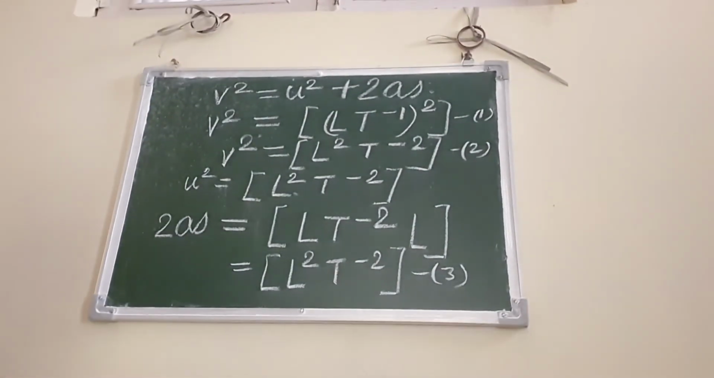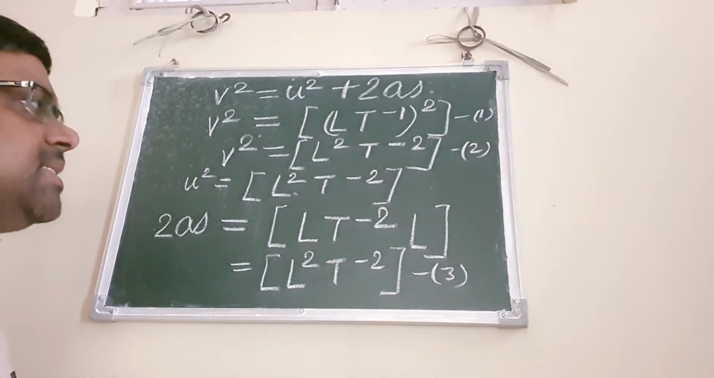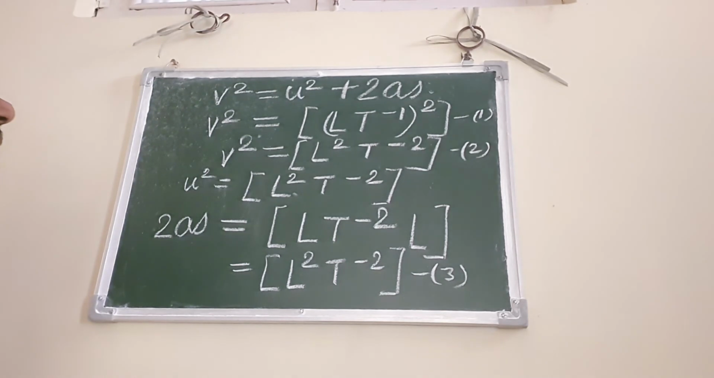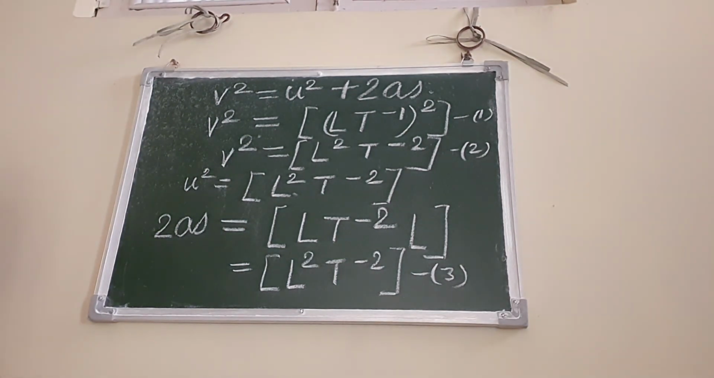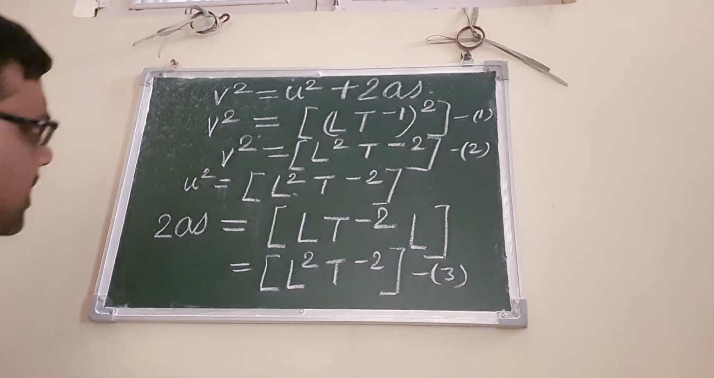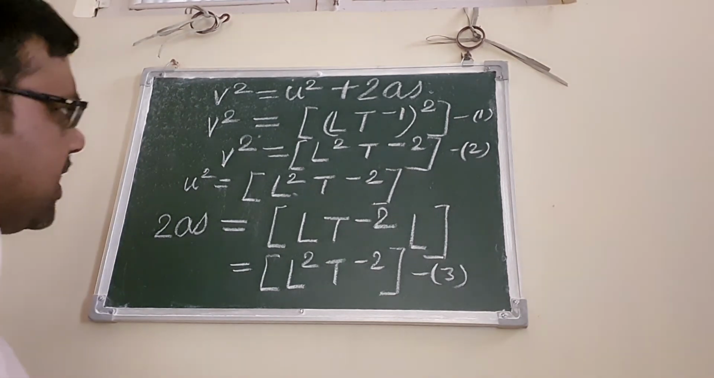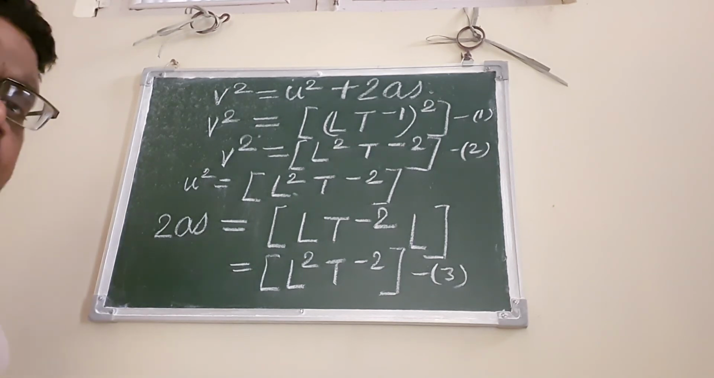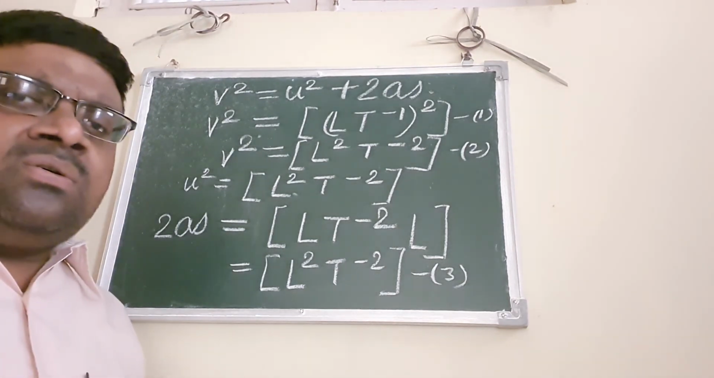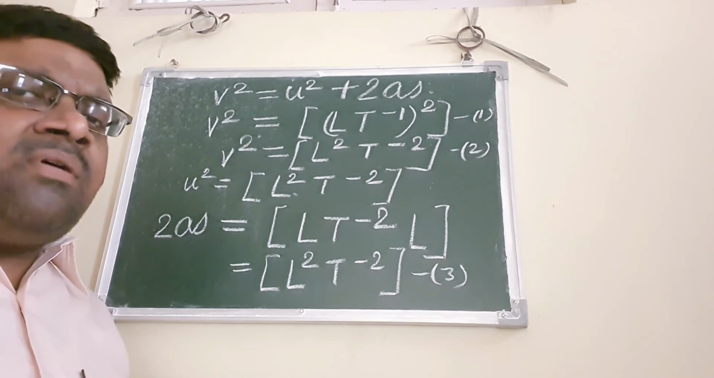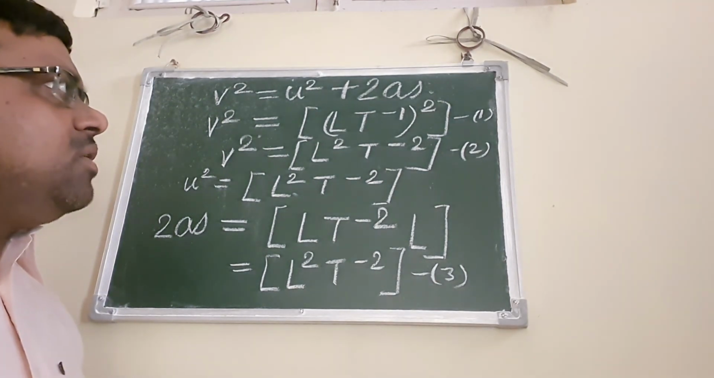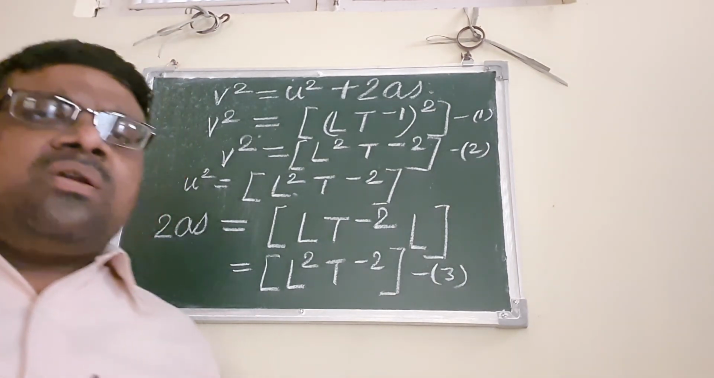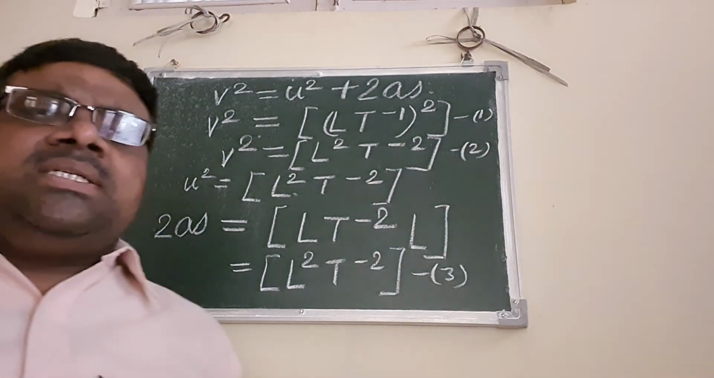From the first, second, and third equations, we conclude that the dimension of each term v square, u square, and 2as are same. So this equation is dimensionally correct. So I think you might have all understood this, how to check whether the equation is dimensionally correct or not, such type of numericals and dimensions.